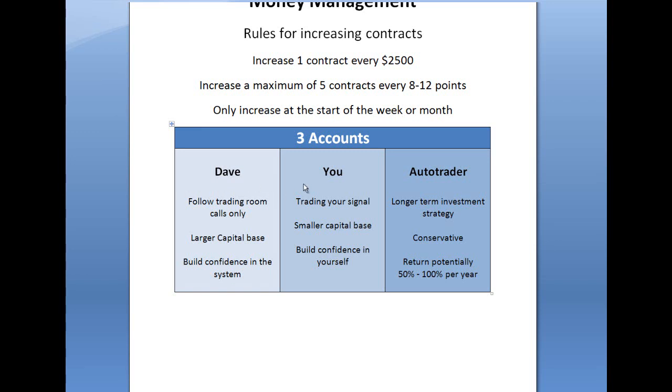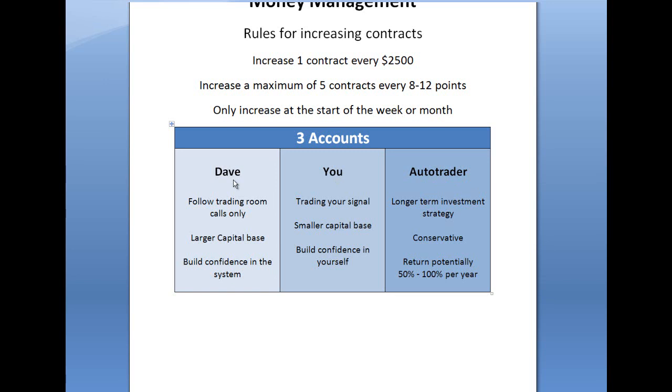These 2 accounts here, the Dave account and your account, are going to be manual trading accounts. They're accounts that you log into through the Dome and you control through the Dome. The 3rd account is the Auto Trader account. What you do with that one is you just deposit some money in there, okay, and you look at it as a longer term investment. You can't control anything that goes on in there except for the amount of contracts that you trade.